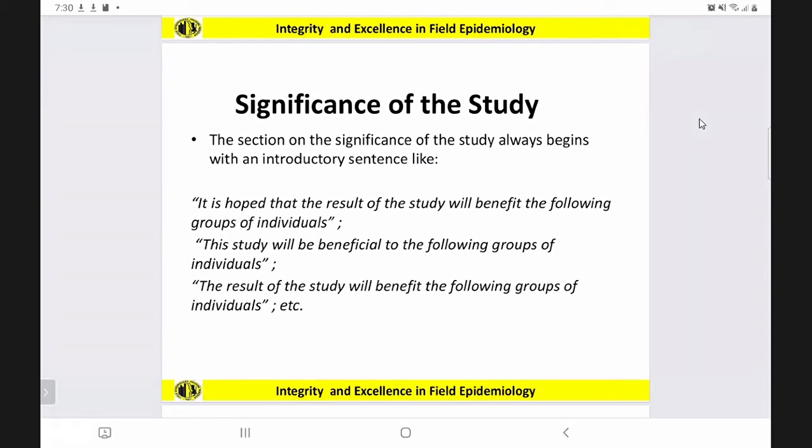Okay. So in the significance of the study, the opening statement could be like: it is hoped that the result of the study will benefit the following groups of individuals, or the study will be beneficial to the following groups of individuals. It's as simple as that. You don't have to discuss a lot, because in the stakeholders, which means the groups of individuals, that's the time that you will describe how they will benefit from the results of the study. Next slide, please.